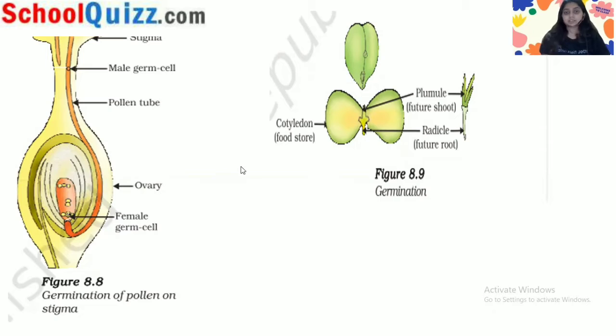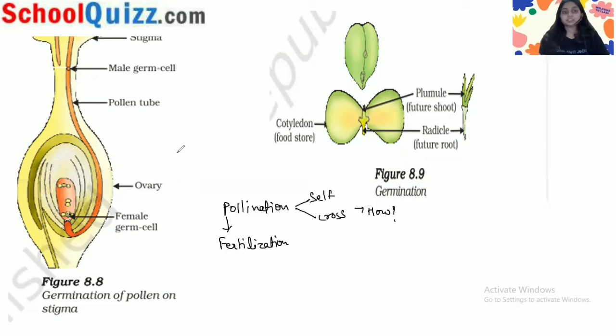So let's start our today's class, and today we will discuss the fertilization process in the sexual reproduction of the plant. Okay, so let's start. In the previous video we have discussed pollination, types of pollination, the self and cross, and how it happens. So we have discussed all this, and today we will move to the fertilization process.